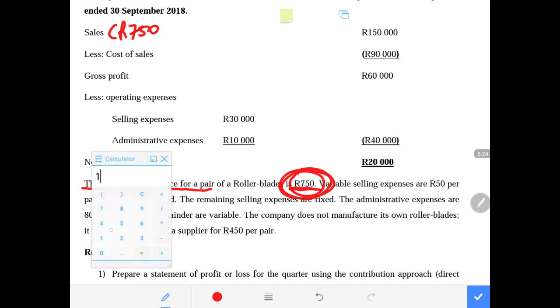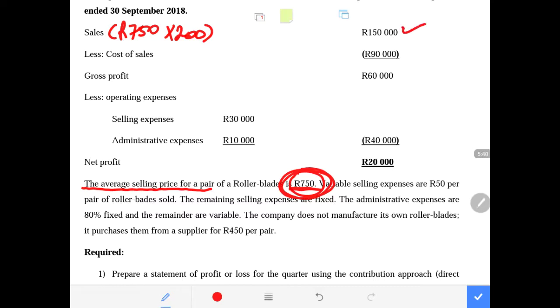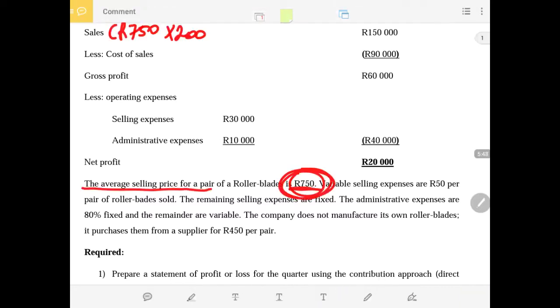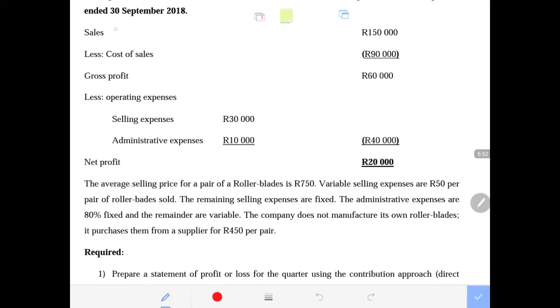Then we need to know how many units this company sold. It will be the total sales revenue divided by the selling price, and we discover that the company sold only 200 units. If you say 200 times the selling price of 750, you get the sales revenue of 150,000 rands. This information was necessary specifically for the calculation of the number of units that were sold.